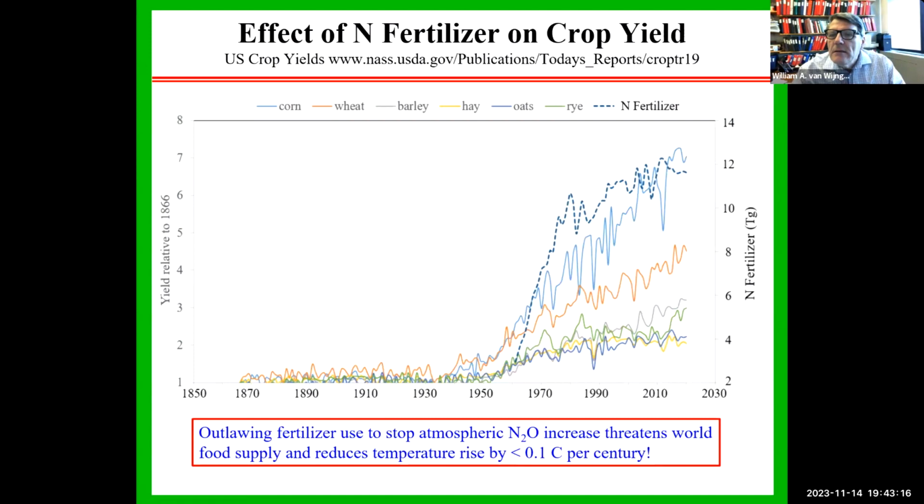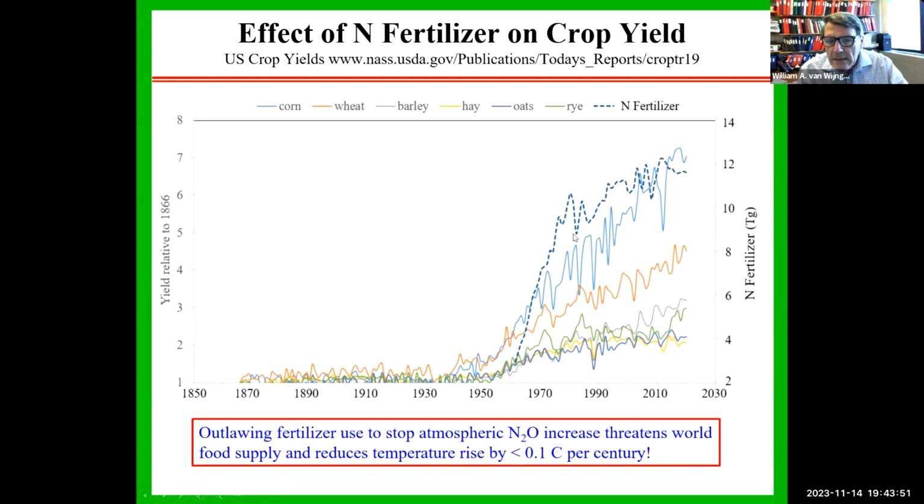Now, what's the effect of some of the policies being proposed? One of the policies being proposed is to outlaw fertilizer use. Well, I suggest that we be a bit cautious. If you look at the production of various agricultural products over the last 100 years, you see a dramatic increase in everything: corn, wheat, barley, hay, etc. And this coincides very strongly with this dashed blue curve, which is the amount of nitrogen fertilizer used.